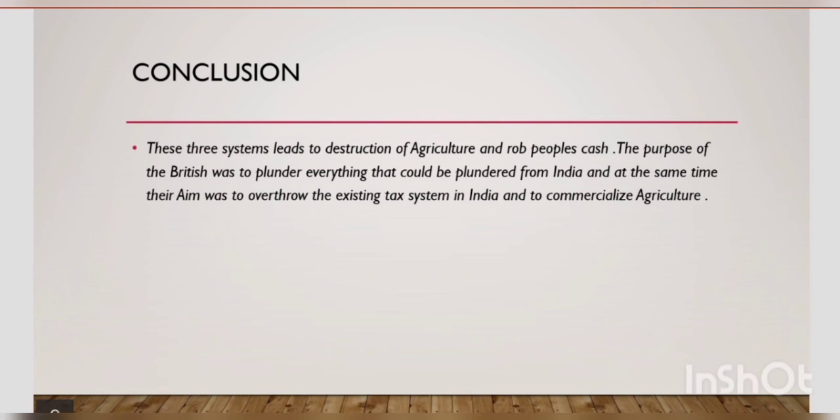Conclusion. These three systems led to destruction of agriculture and robbed people's cash. The purpose of the British was to plunder everything that could be plundered from India, and at the same time their aim was to overthrow the existing tax system in India and to commercialize agriculture.